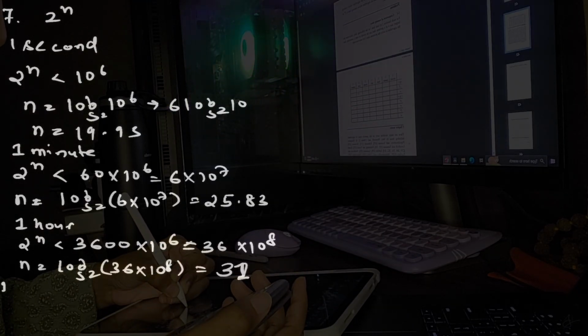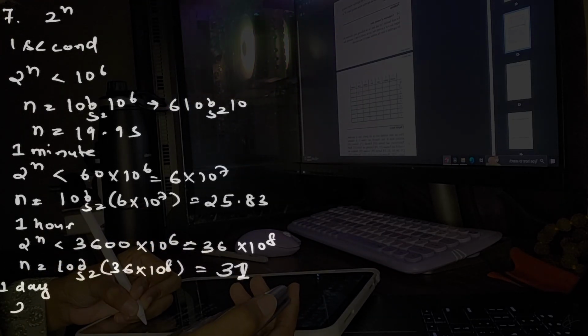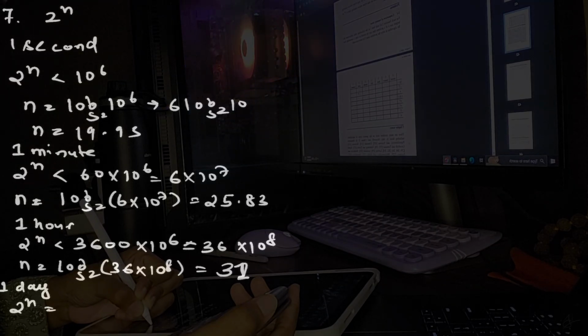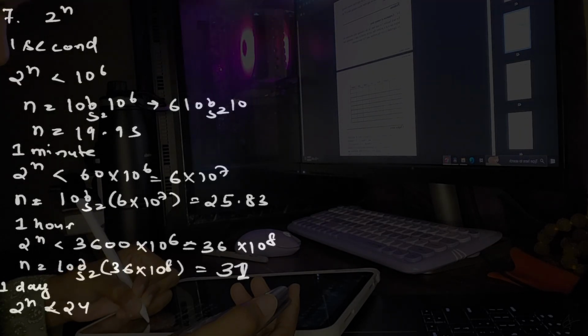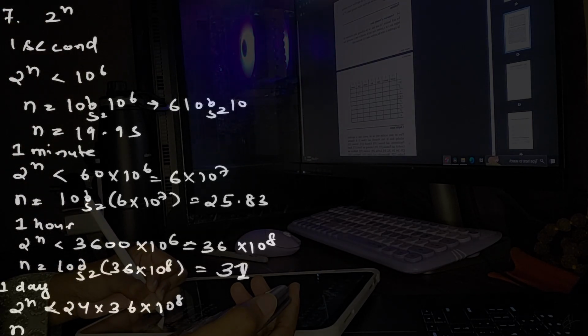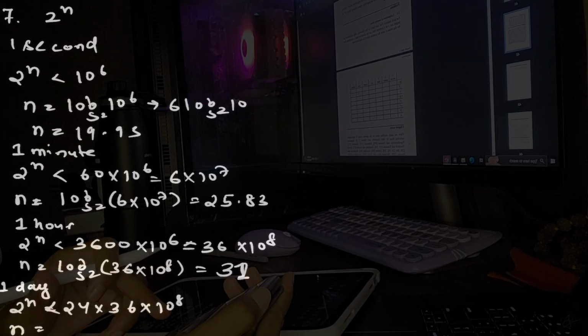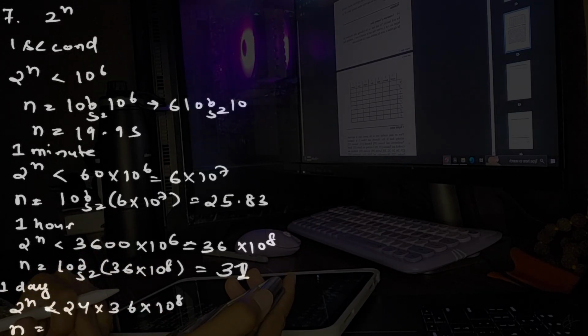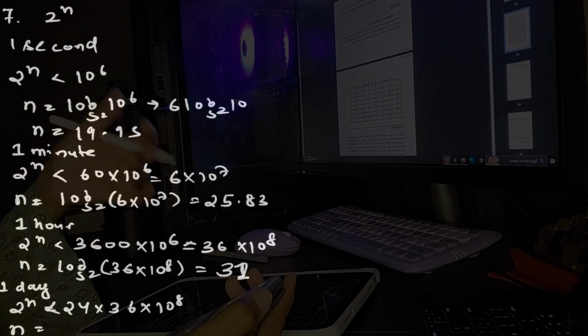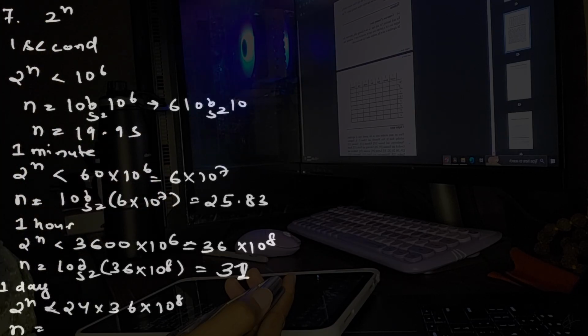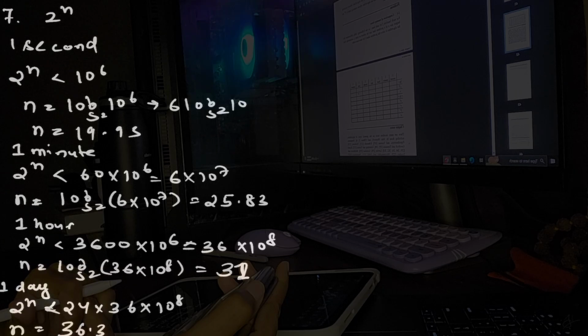1 hour and then 1 day. 2 to the power of n equals, in a day we have 24 hours, 36 into 10 to the power of 8. I'm not going to write it out because it is consuming space, so I'm going to solve it. Log of 24 into 36 into 10 to the power of 8, and it should give me 36.33, which it gave.